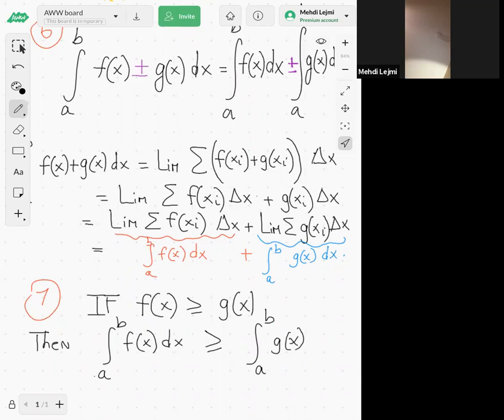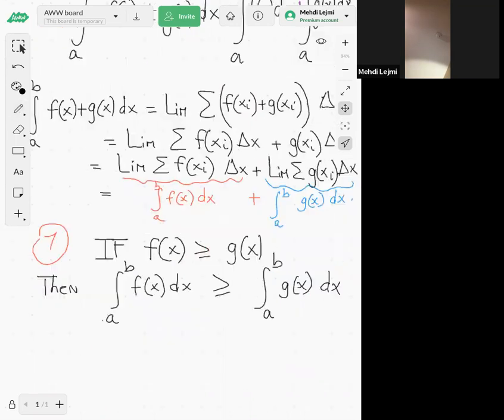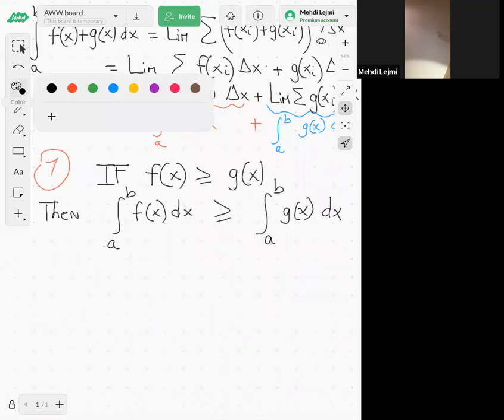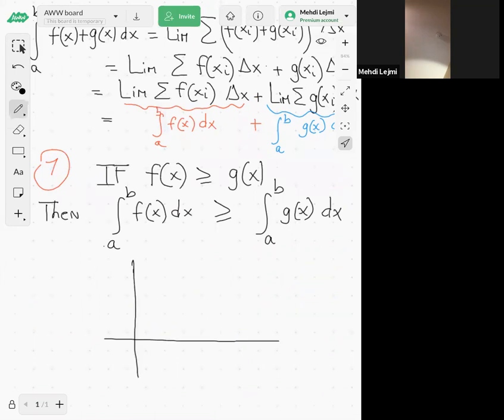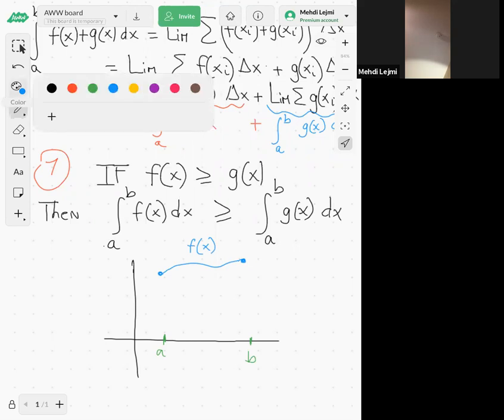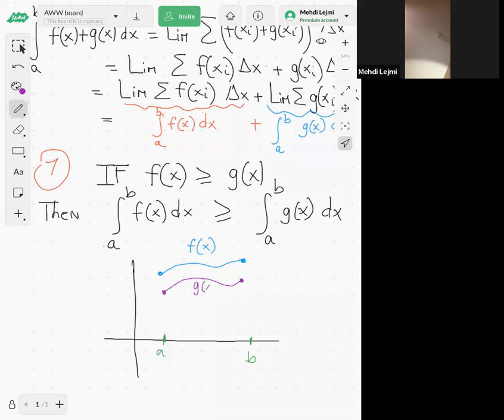And this makes sense because, of course you can use the definition, but if you don't want to use the definition, you can just use the fact that we have two functions, f and g. So this is a, this is b, and I have f of x. Here's my f of x. And I'm saying that f of x is larger than g of x, so the values of f are higher than the values of g. And this is my g of x, of course.